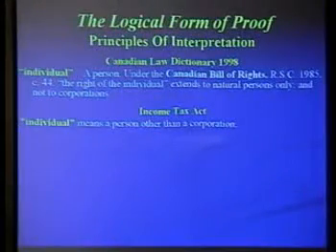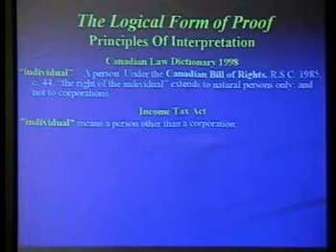Now let's go to the Income Tax Act. We saw this earlier. Individual means a person other than a corporation. Really quite ambiguous, right? So, here's your first question. If they wanted it to mean a natural person in the first place, why did they redefine it? Okay, so that's one question you can ask.